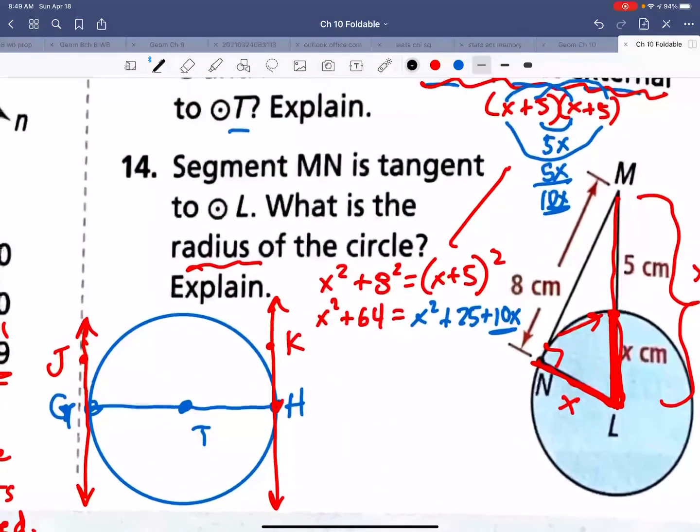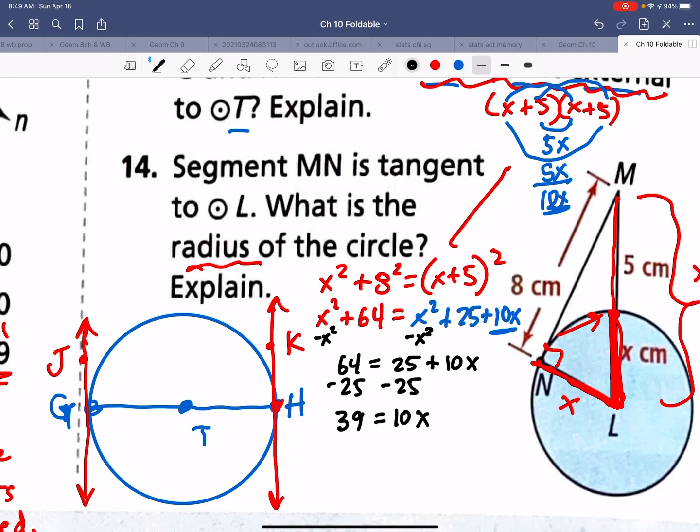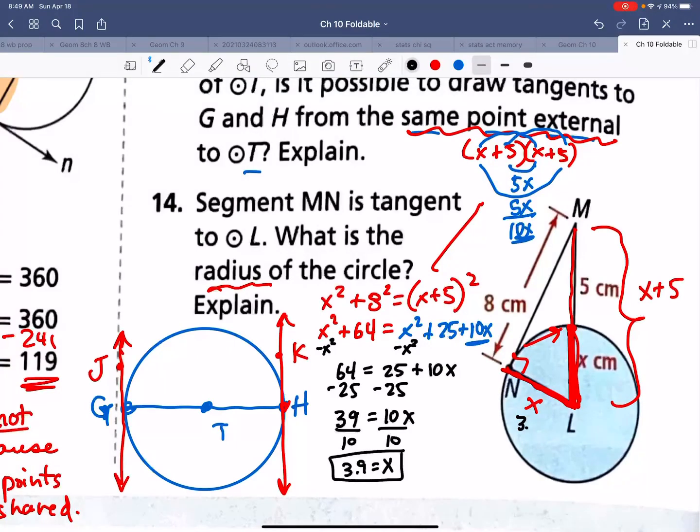Okay, now cleaning this up, let's zoom in a little bit. If I subtract X squared on both sides, it goes away. So this lightens the load here. We have 25 plus 10X. Subtracting 25, and then dividing by 10, and then plugging back in to check for reasonableness. So if that's really 3.9, I was expecting a number less than 8, so I like that. And if this is 3.9, then this would be 8.9, and I was expecting a number greater than 8. Beautiful.